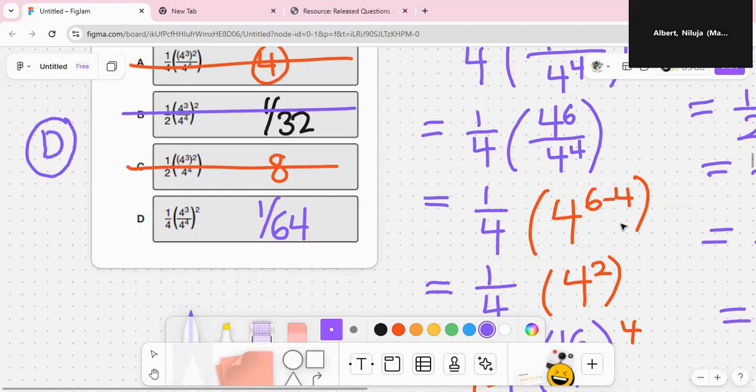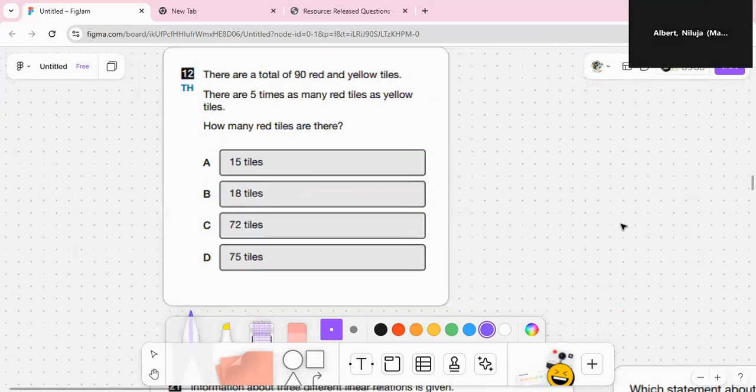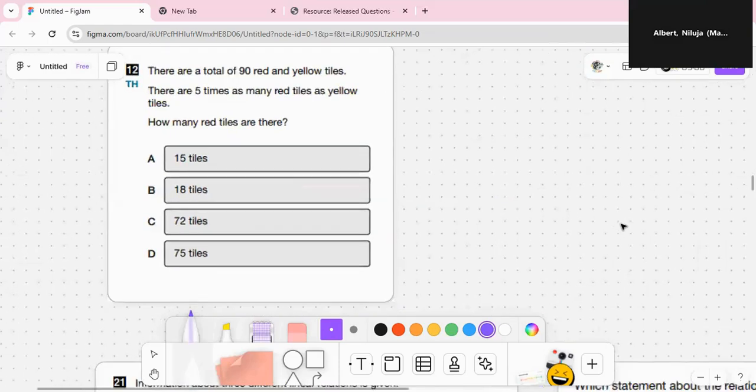Okay. Now moving on to an algebra question. It's quite common in the EQAO. There are a total of 90 red and yellow tiles. Another way we can write that is red plus yellow is equal to 90. That is an algebraic expression that we've translated from the first sentence.